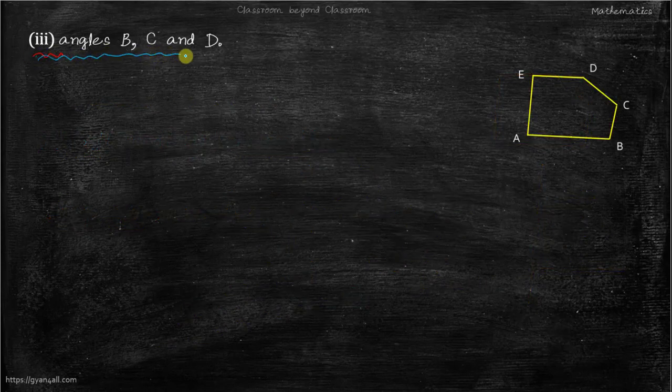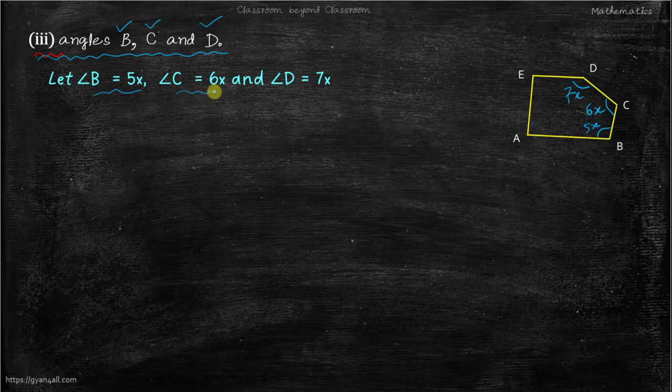Now part 3 of the exercise: we have to find out angle B, angle C and angle D. Let angle B be equal to 5x, angle C equal to 6x, and angle D equal to 7x. So for the sum of the angles, we can write angle A plus angle E, these two angles, plus the remaining angles, angle B plus angle C plus angle D, is equal to the sum of the angles, which we already got as 540 degrees.